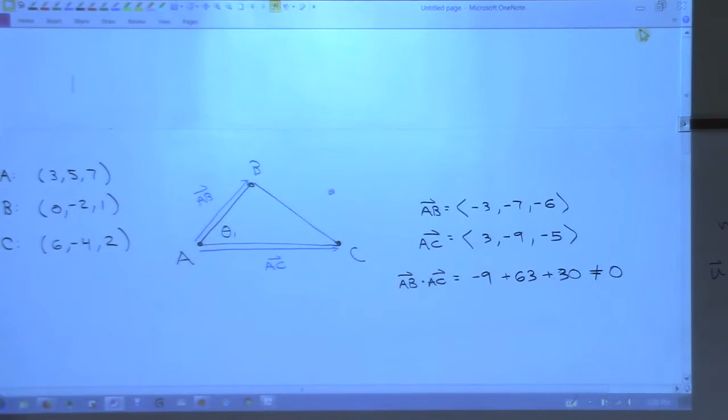Oh, no, wait, I think we have to do both. Yeah, because we could pick the wrong two, right? So that's not too bad, right? I mean, it took a little bit of time, but once you become fast at creating the vectors, dotting them is pretty simple.